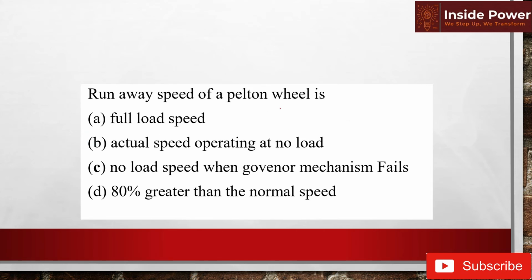The runaway speed of a Pelton wheel is the no load speed at which it operates when the governor mechanism fails. Yes, it's the no load speed when the governor mechanism fails. Otherwise 80% greater than normal speed is not the correct option.